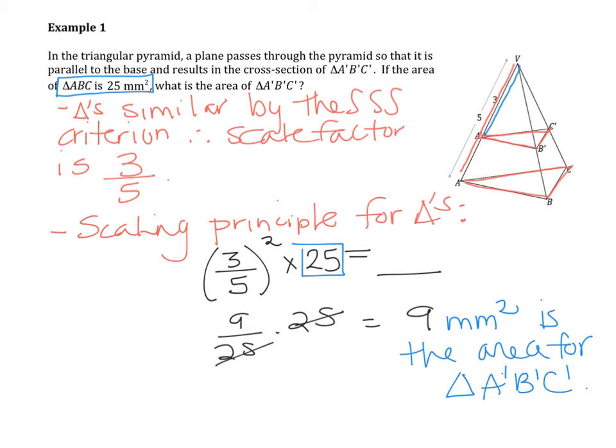Please keep in mind that a cross-section is parallel to the base. Therefore, by the triangle side splitter theorem, we can conclude that A prime, B prime splits triangle ABV proportionally. And then a dilation maps A to A prime and B to B prime by the same scale factor. So that's why we're able to use the scale factor in terms of finding the area of the other triangle.